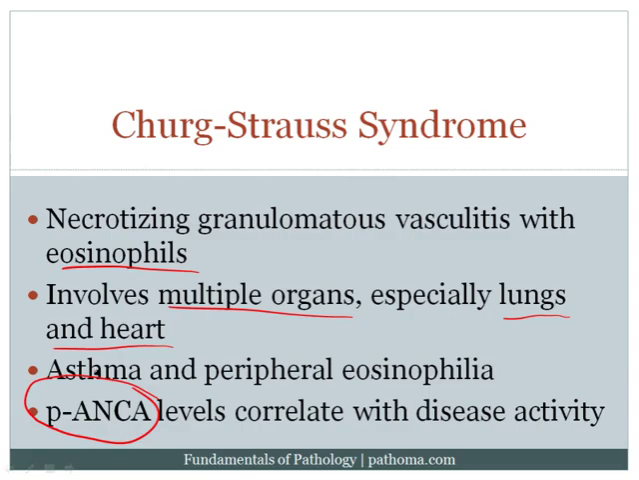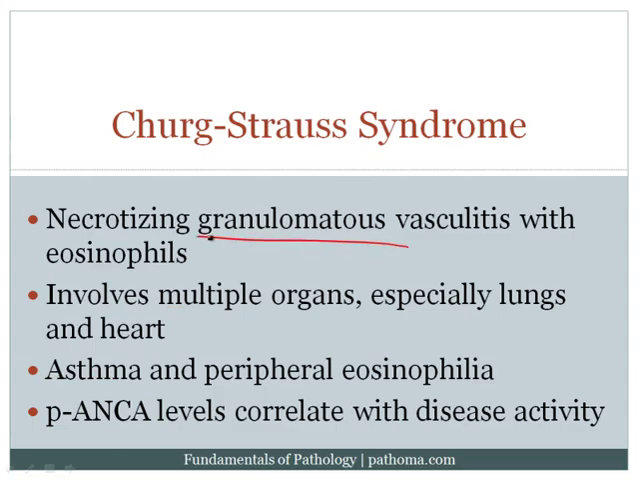So basically, there are two disorders that are going to give you a P-ANCA. The first is microscopic polyangiitis, and the second is Churg-Strauss. And so we need to be able to distinguish between those two disorders. Well, there's a couple things that are going to help you to distinguish those two disorders. Number one, in Churg-Strauss, you have granulomas. And recall that in microscopic polyangiitis, there were no granulomas.